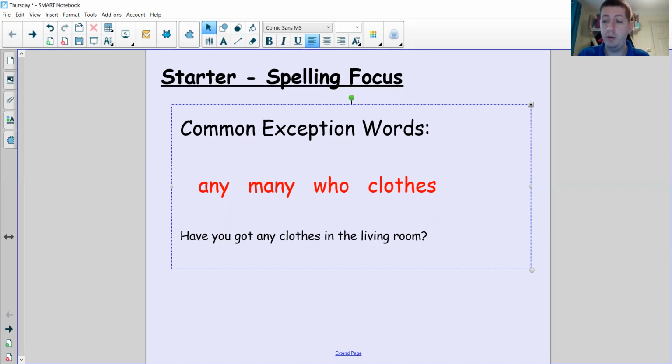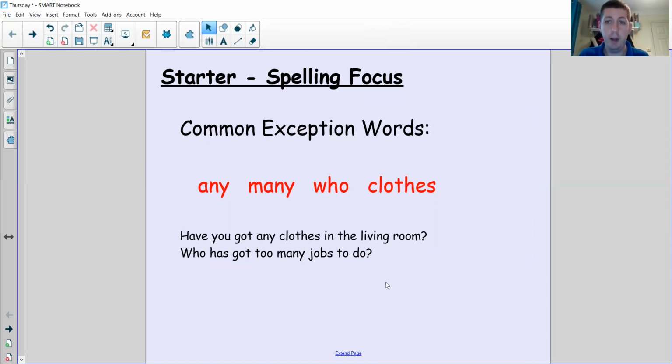We'll look at the second question now. Who has got too many jobs to do? And that's again another question mark because it's asking somebody something. Well done if you got all of those words right. If you made a mistake with any of those common exception words, maybe practice them a couple more times because they are words that don't follow the rules of phonics, so you need to make sure you learn those.